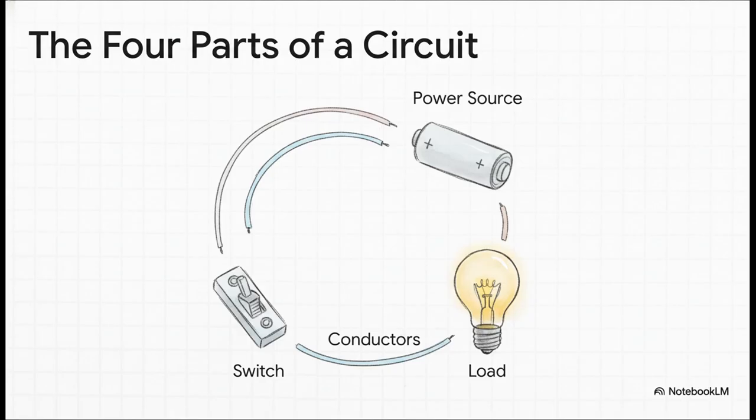And pretty much every circuit you'll ever see has the same core parts. First up, you need a power source, like a battery, to give it that push. Next, you need conductors. Those are usually wires to make the path. Then you need a load. That's the thing that's actually doing the work, like a light bulb, turning electricity into light. And of course, a lot of the time you'll have a switch, which is basically just there to open and close that loop whenever you want.